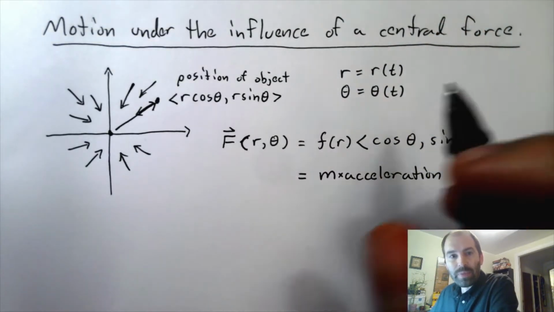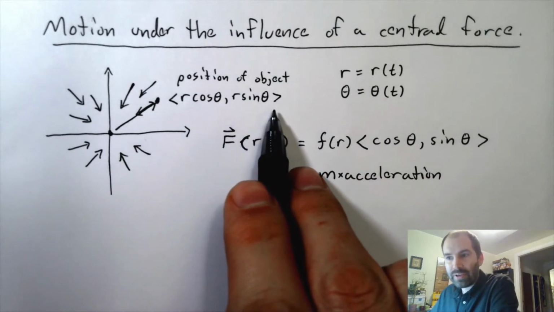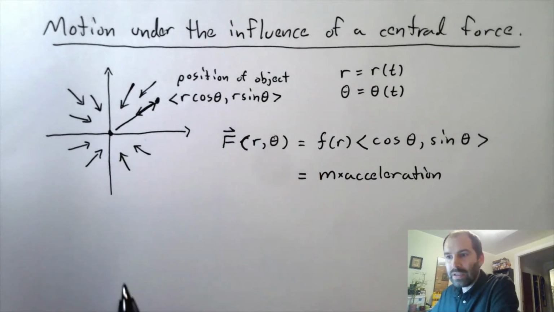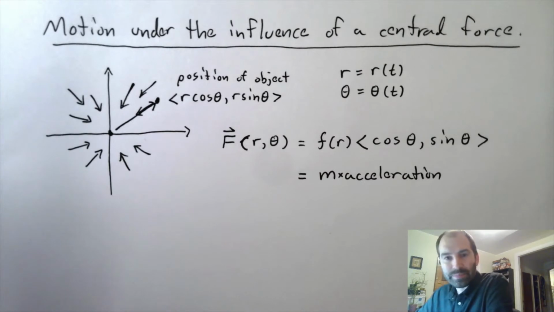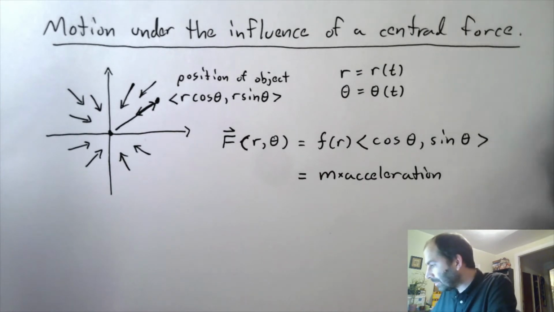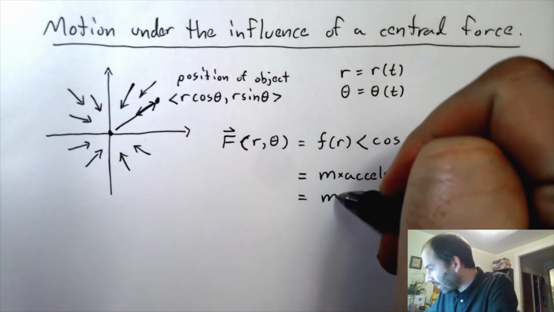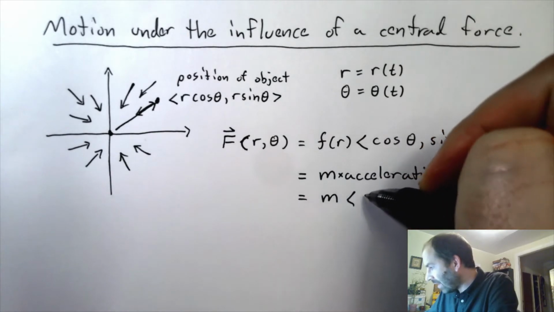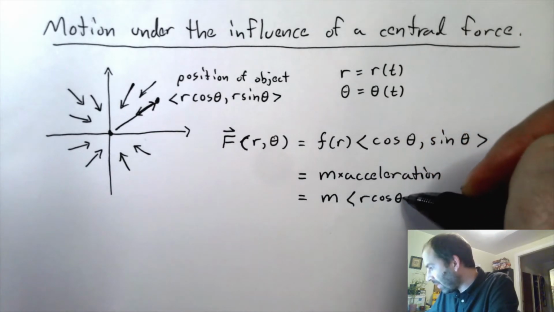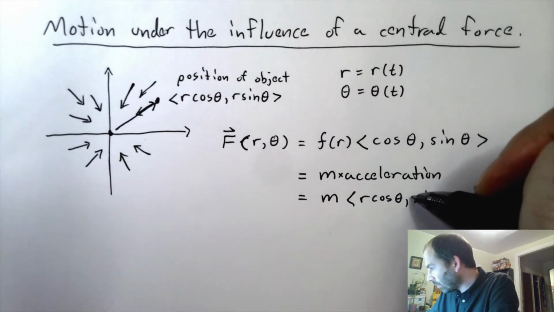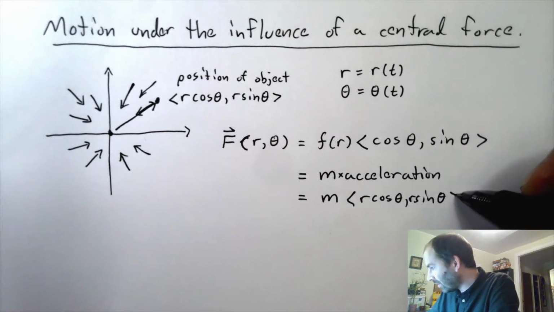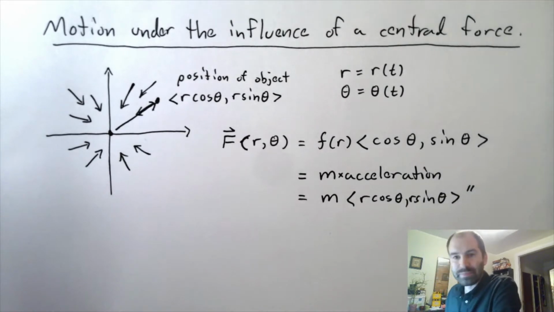Okay, so I can take two derivatives of this thing. That's what I'm going to be doing. So maybe what I'll do is I'll just write that like this. It's m times, I'm going to just write that same thing here. Oops, r sine theta prime prime. Okay.